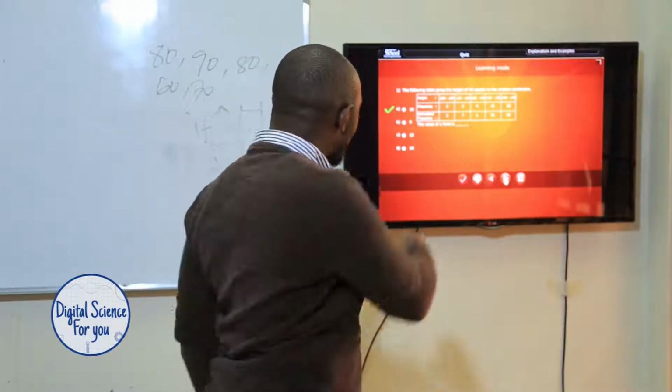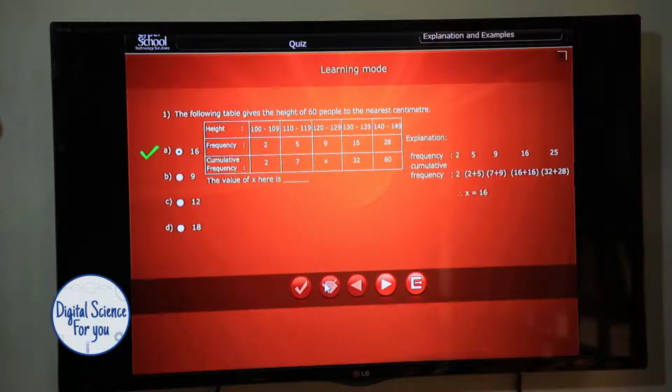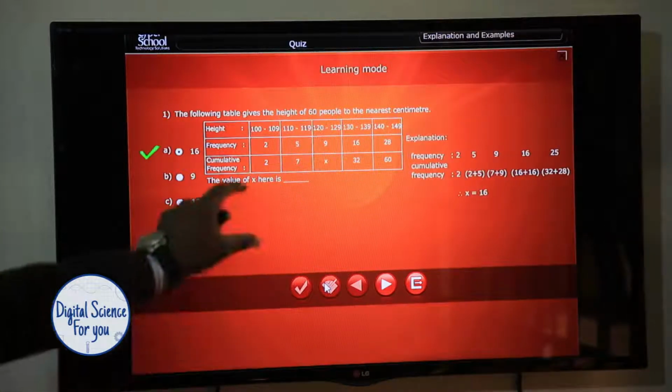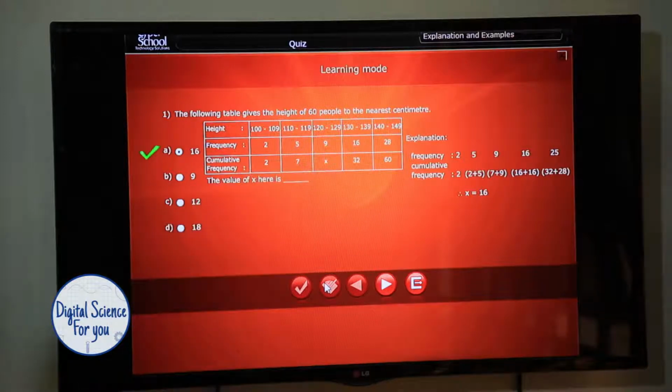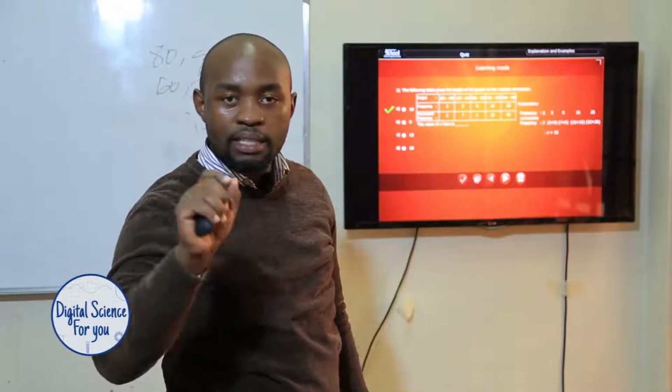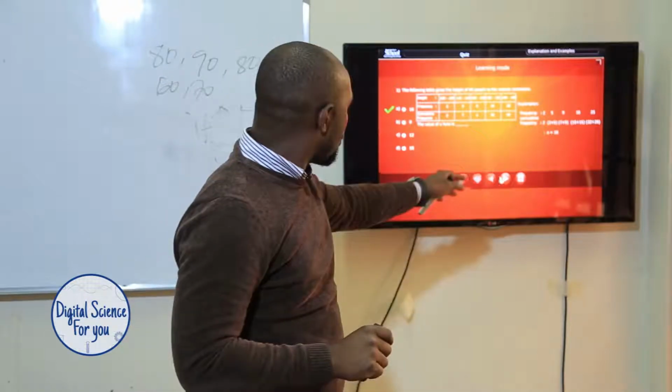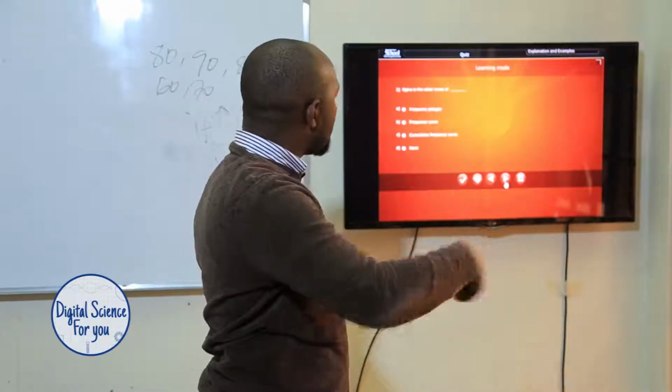If I want to get the explanation, I can just click here and it will tell me the explanation. First you have 2, then you have 2 plus 5, then 7 plus 9, up to the last one. You keep on adding. Therefore, my answer is 16. I can also go to the next example. There are so many examples that you can try out.